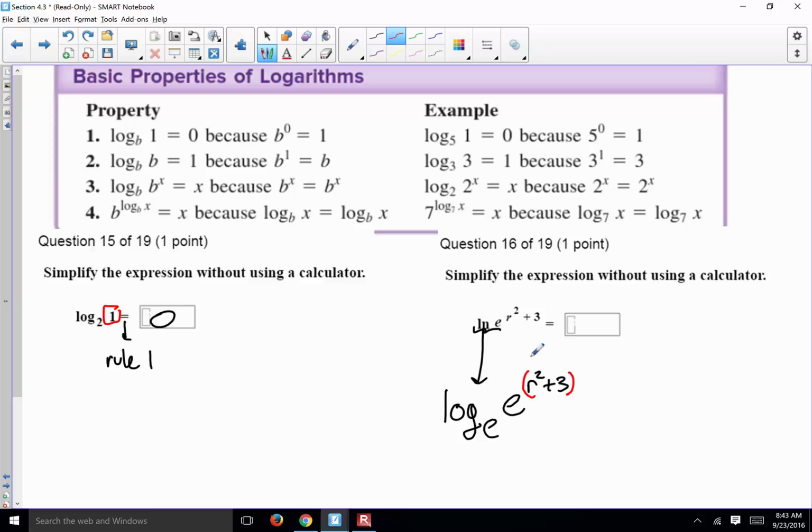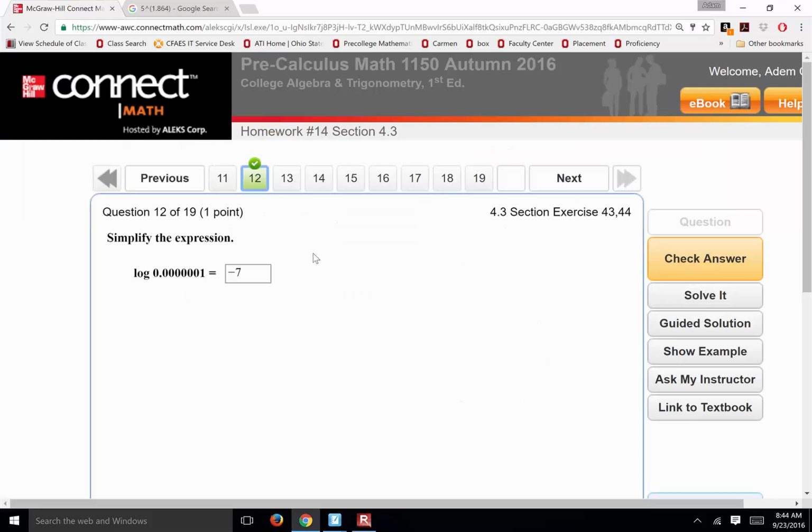Okay? Now what can I do? By rule number 3, if these two are matching, I can cancel them. What is the result then? The result is this whole parentheses, r squared plus 3. Okay? It's 16.